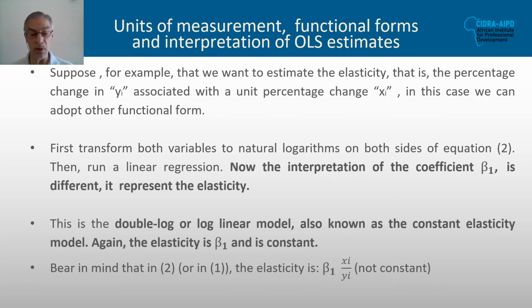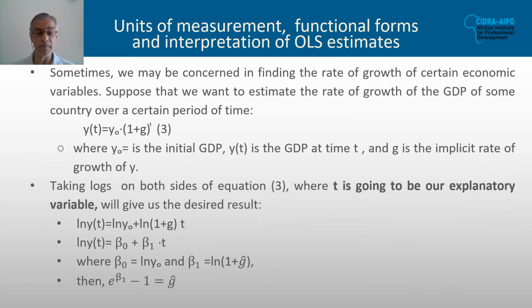This is called the double log or log linear model, also known as a constant elasticity model. Again, the elasticity beta sub 1 is a constant. If we don't do the log transformation in equation 2 and just work with equation 2 or 1 as they are, then we are not going to have a constant value for elasticity. The value of elasticity is going to be beta sub 1 multiplied by x sub i divided by y sub i. And that is a value that is not going to be constant. So in order to have a constant elasticity value, we have to take logs on both sides of the equation. Other example.